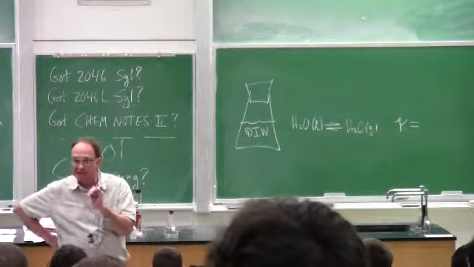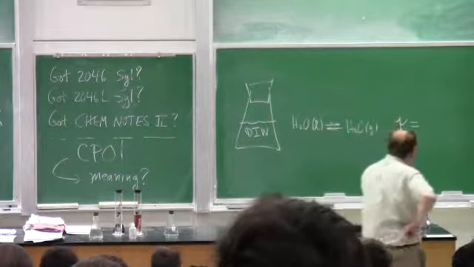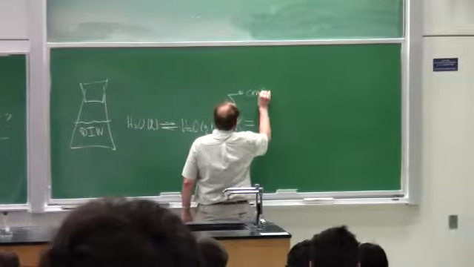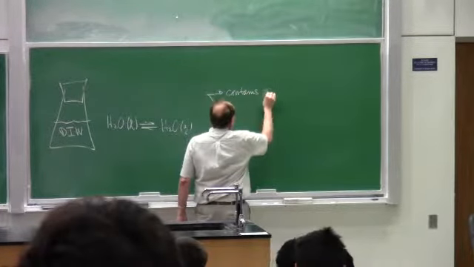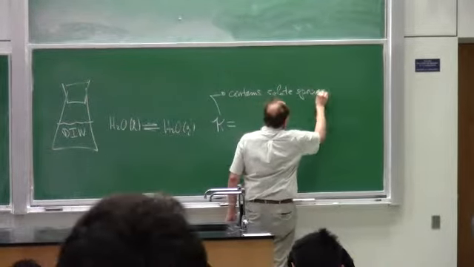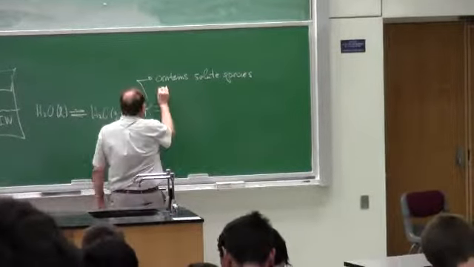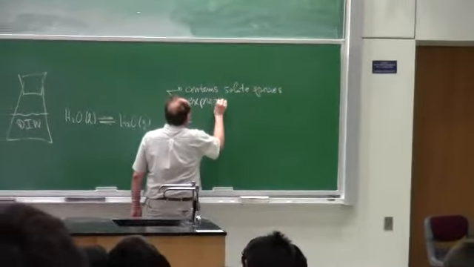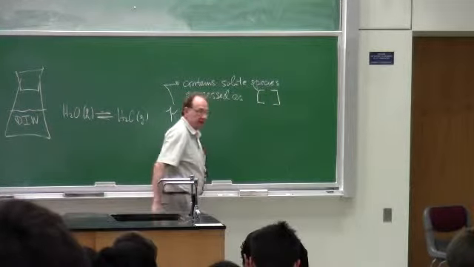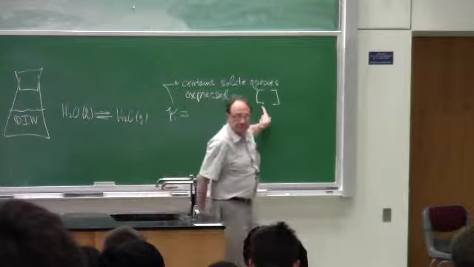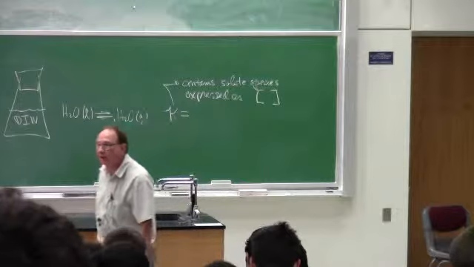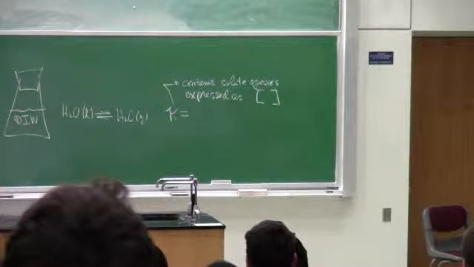Solute species, gases. That's it. So right above this, K contains solute species, expressed as this. What's this? Square bracket notation for concentration. What kind of concentration? Molar concentration.